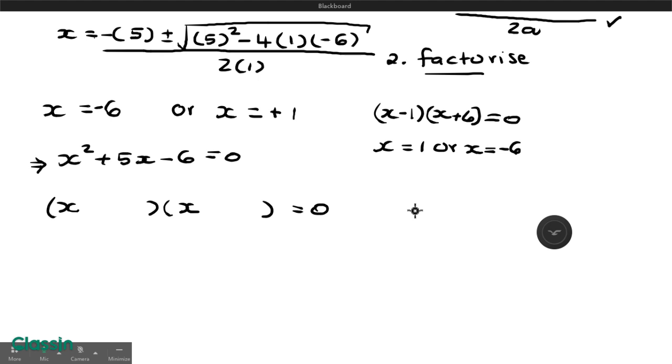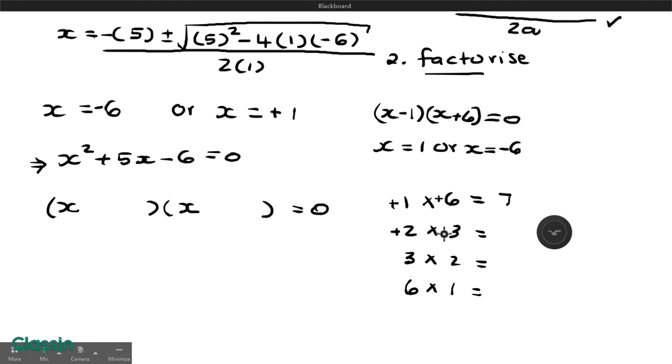Now, 6 has got 1 by 6, 2 by 3, and then 3 by 2, and then 6 by 1. Now, we are going to put all the signs as positive. So now we put +1 multiplied by +6. So +1 multiplied by +6 is 6, but plus 1 plus 6 is going to be 7.